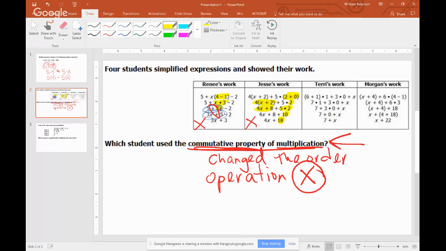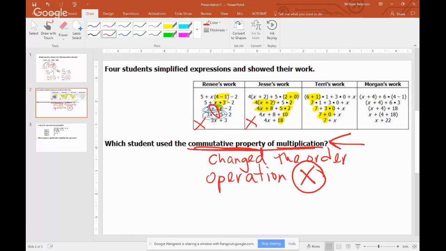Let's keep going. Let's see Terry's work. Terry did 6 plus 1 gives you 7, and then 7 times 1 gives you 7. So we have the multiplicative identity property. And then you have 3 times 0 gives you 0, so you have the multiplicative property of 0. And then you have 7 times 0 giving you 7. You have another identity property there.